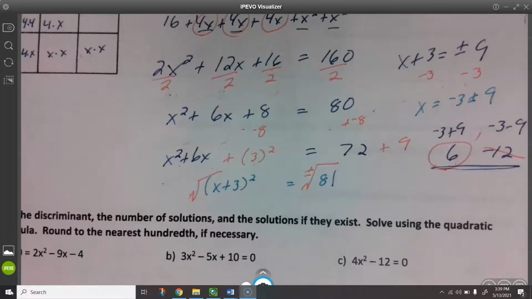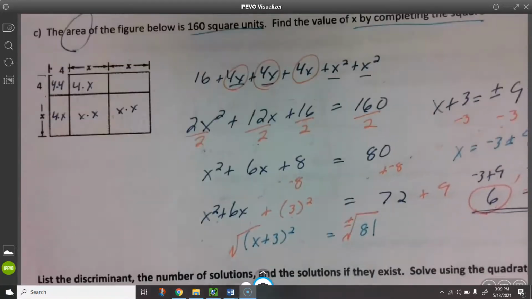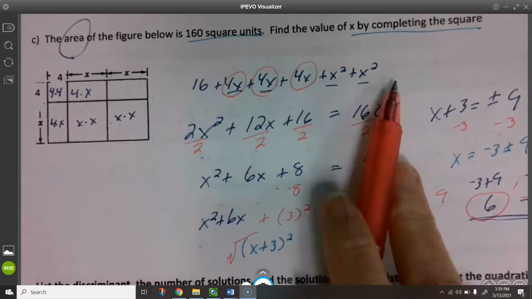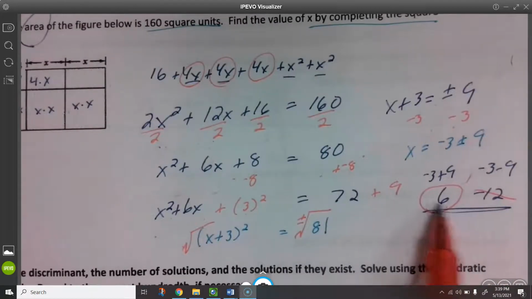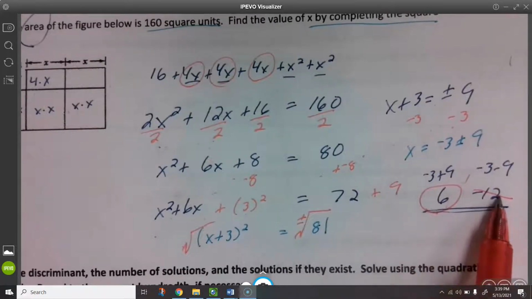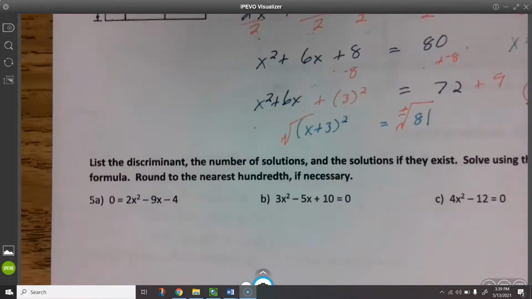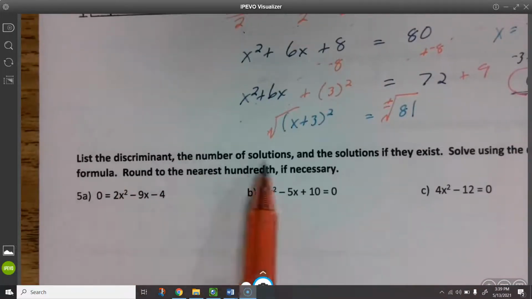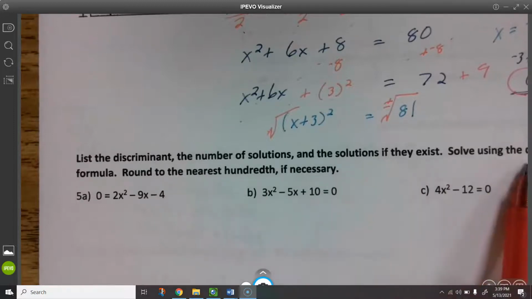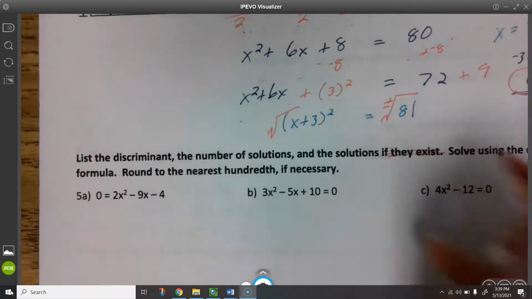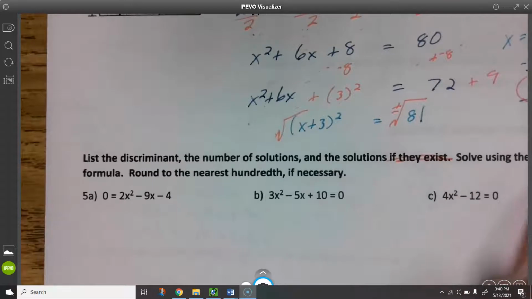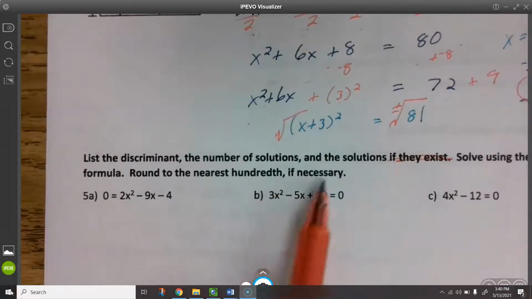And again, don't worry about it for the final, but this is a concept that is used a lot in physics and algebra 2: you have to pay attention. In the real world, can I have a side that's negative 12? No. Okay, this last problem lists the discriminant, the number of solutions, and the solutions if they exist. They all exist. Some are just imaginary. Solve using the quadratic formula, round to the nearest hundredth if necessary.